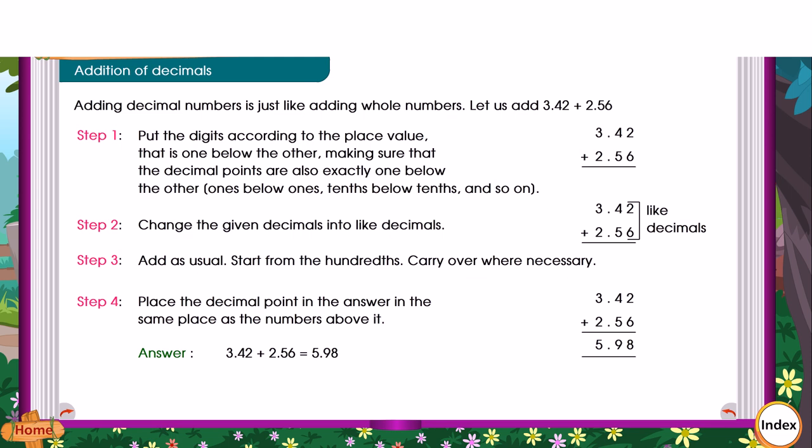B. Add 4.36 plus 5.20 is equal to 9.56. C. Add 93.500 plus 84.605 is equal to 178.105.